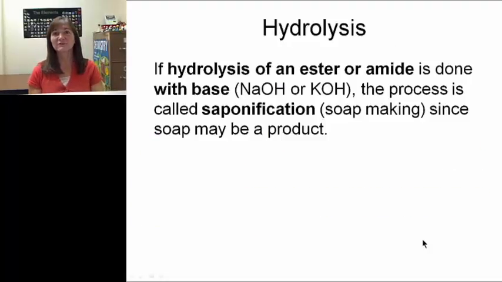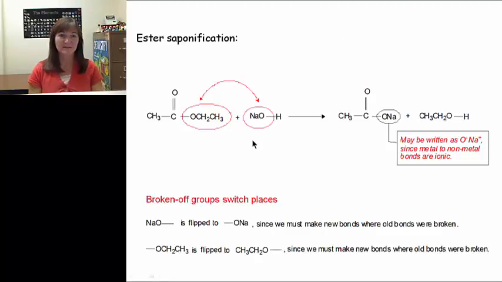Okay, so that was hydrolysis with an acid catalyst. Now I'm going to focus on if you have a base catalyst. So if hydrolysis of an ester or an amide is done with a base, such as sodium hydroxide or potassium hydroxide, the process is called saponification, which means soap making, since the soap is a product. So as a refresher, here's an ester group. So you break between the carbonyl carbon and the oxygen, and in your second molecule you break between the hydrogen and the oxygen, and you circle off the two groups that you've broken off and you swap places.